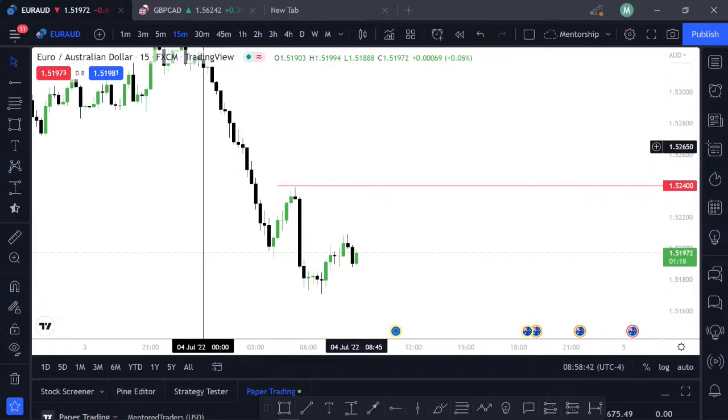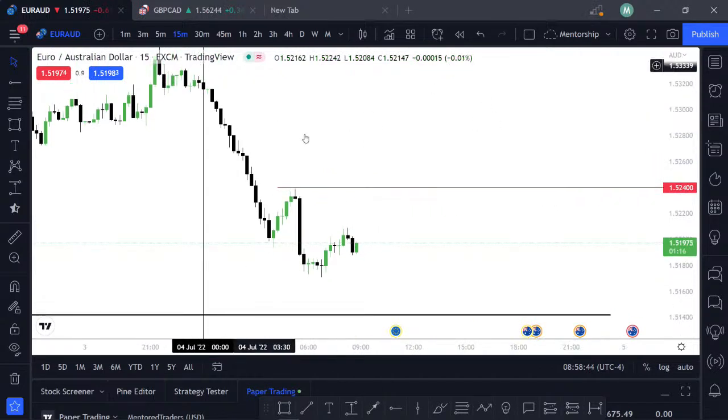Trade with the big boys. What are they doing here? The Aussie is gaining strength against the euro. It is a downtrend. If they are to reprice, they are only going to use institutional levels to reprice.